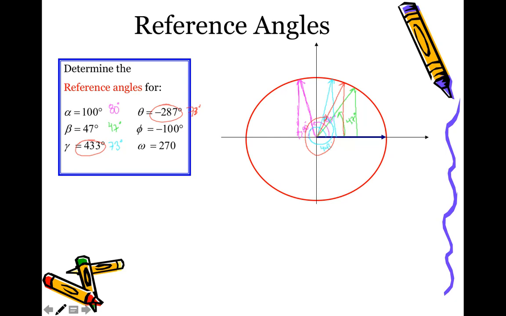What about this next one? I'll do some blue. Negative 100. So negative 100, I'm starting here. This is 90. I'm going to go a little bit more. And that's negative 100 degrees. Right? So if I go to the closest horizontal, if that's negative 100, how much is that reference angle? How much is this right here? It's got to be 80, right? This is 80 degrees.